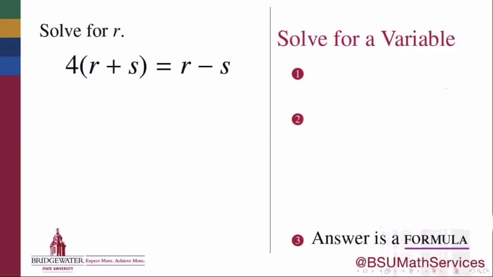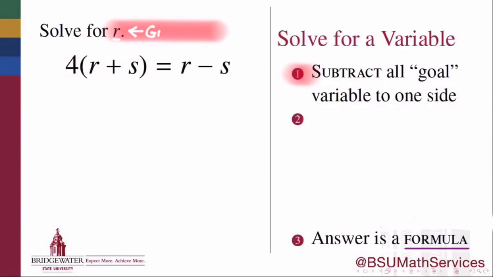In other words, an equation which has the value of our goal variable on one side and one or more other variables on the other side of that equation. So that's what our answer should look like once we've gotten the r by itself. Beyond that, the rules remain the same. First, identify which variable is our goal. In this example, that's r.